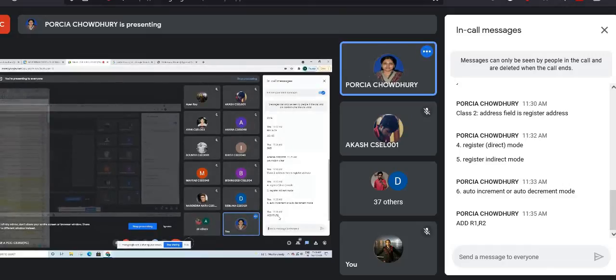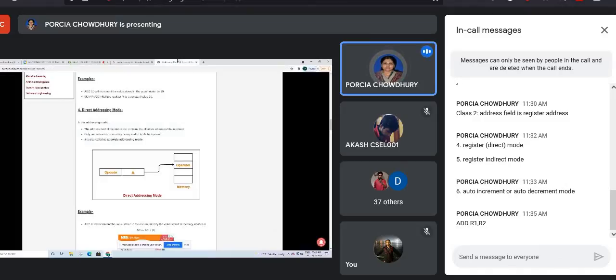Okay, so what you have to do, you have to add the values of R1 and R2, and the result will be stored in R1. So add R1 comma R2, that means add the contents of registers R1 and R2 and store the result in R1. Okay, that is your register direct mode or direct addressing mode.